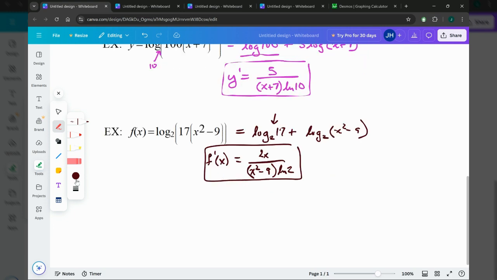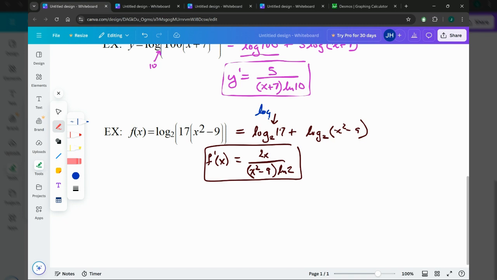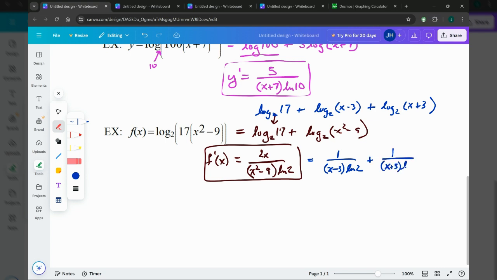Now, anybody watching this video, I'm not sure if you would have seen it, but that logarithm up here, this is log base 2 of 17, but this is log base 2 of x minus 3 plus log base 2 of x plus 3. So when I did the derivative here, I could have done essentially 1 over x minus 3 natural log of 2 plus 1 over x plus 3 natural log of 2. That would have been an acceptable answer because this does expand into both of those logarithms. You notice I didn't need to do that.